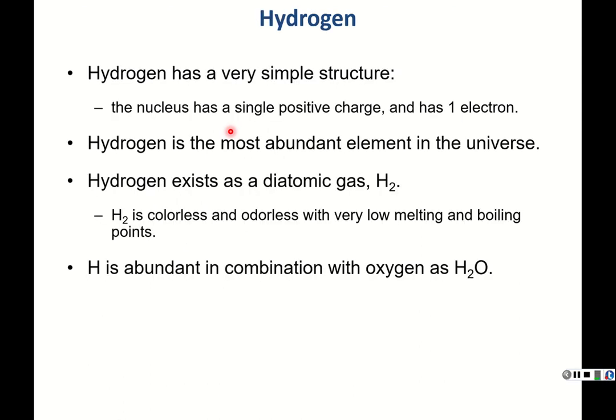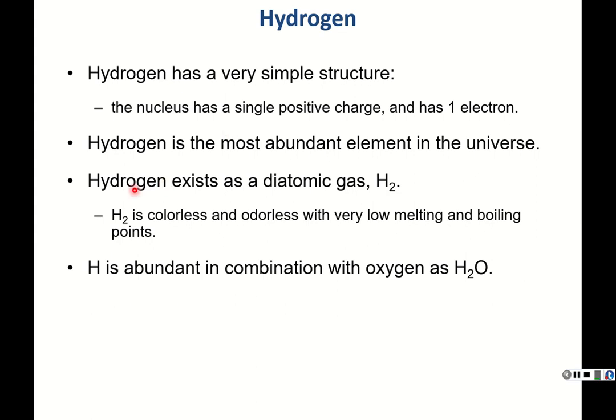Okay, so hydrogen, it's a very simple structure. The nucleus is only one proton. There are no neutrons, and then it only has one electron. It's the most abundant element in the universe. So it's the simplest. It was the easiest thing produced from the Big Bang. And so it's by far the most abundant element in the universe.